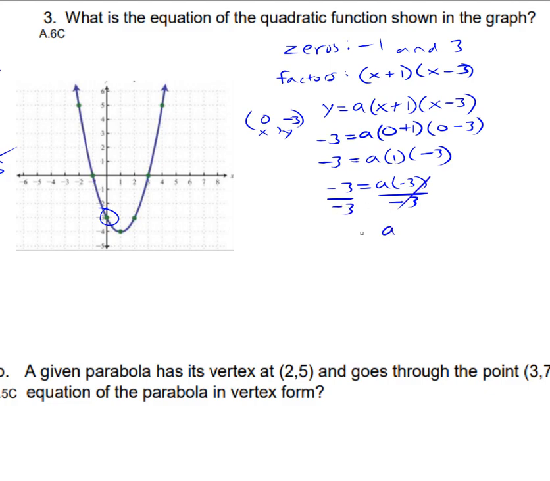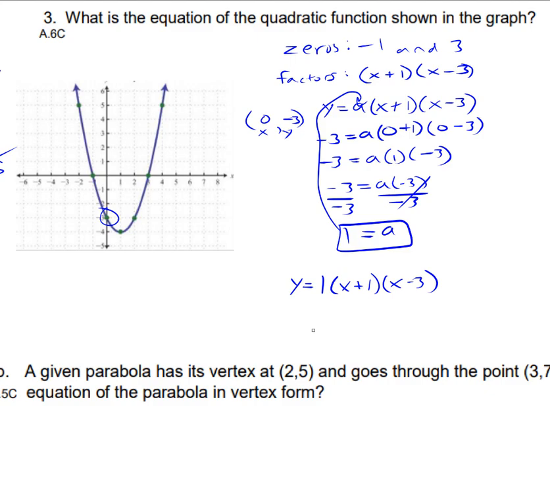And I should get a is equal to 1. And that right there is my final answer. No, I'm sorry, that's not my final answer. That's my a value. I need to go and plug that in right here. So my final answer is y is equal to 1 times x plus 1 times x minus 3.